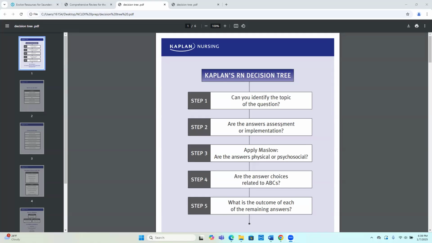Step 2, are the answer choices assessment or are they implementation? Step 3, are the answer choices physical or are they psychosocial? Step 4, are the answer choices related to ABC?